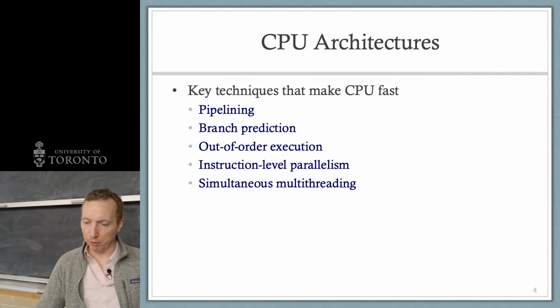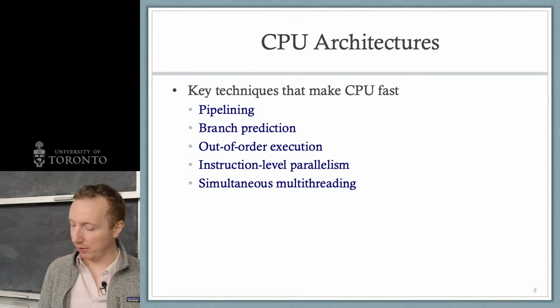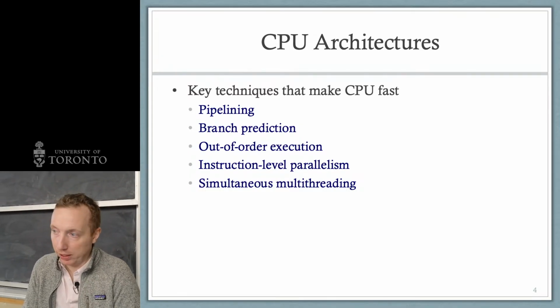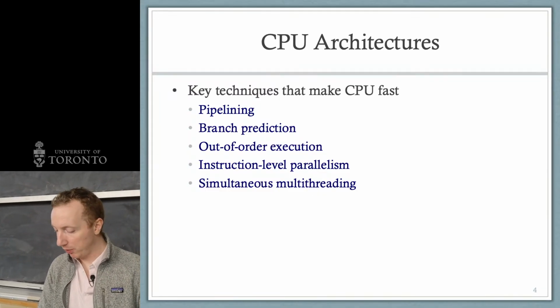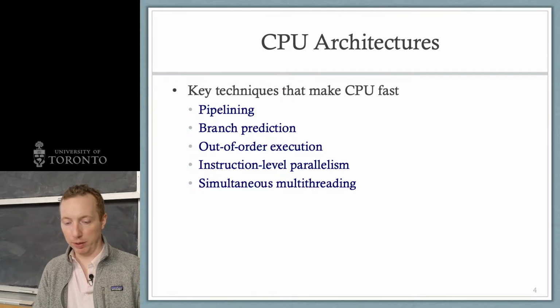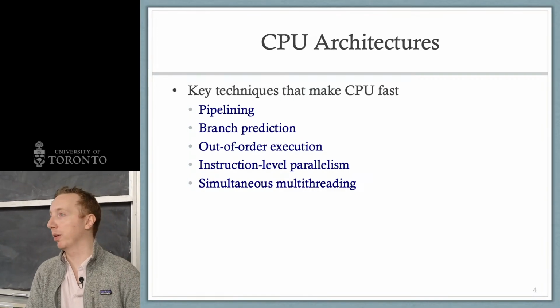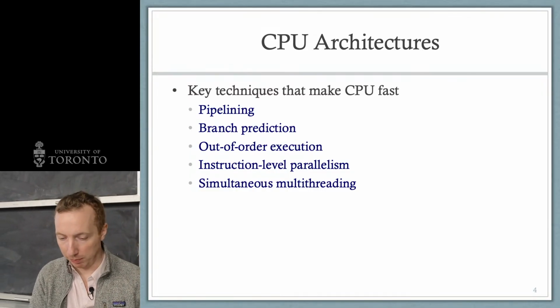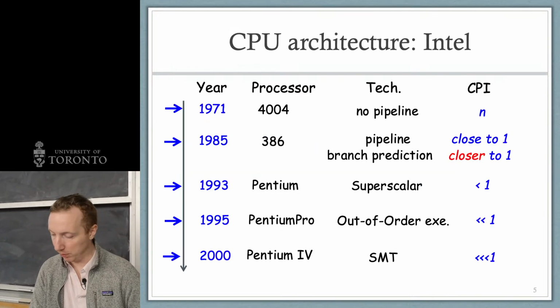Start off with a brief review, or brief introduction for some of you, of CPU architecture. Some things that make a CPU fast: pipelining, filling up every stage in our CPU all at one time. We had branch prediction, and then to make things fast, real CPUs do out-of-order execution. We might have some instruction level parallelism where a single instruction issues multiple operations at the same time, and then some simultaneous multi-threading, or SMT.